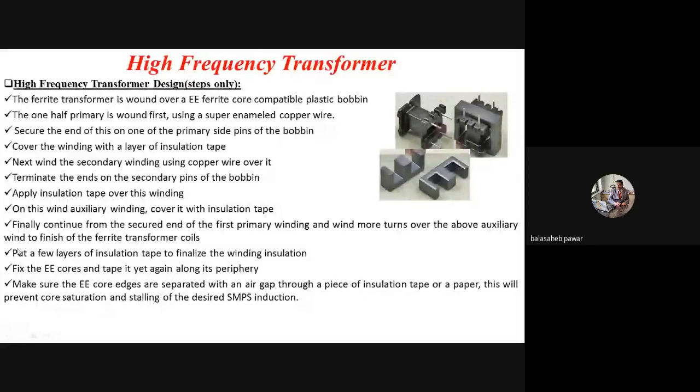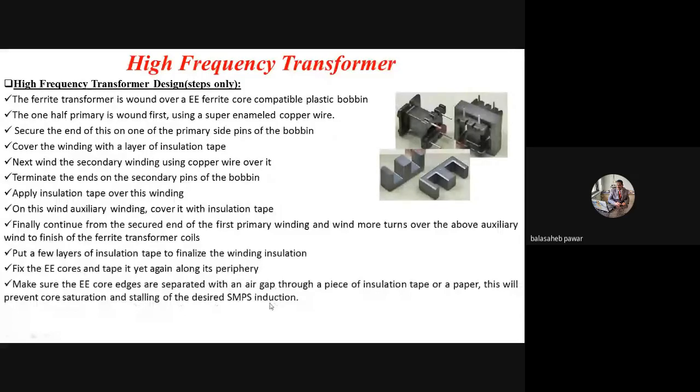Finally, continue from the secured end of the primary winding and wind the remaining turns over the above auxiliary winding to finish the transformer coils. Put a few layers of insulation tape to finalize the winding insulation. Fix that EE shape core and tape it along the periphery. Make sure the EE core edges are separated with an air gap through a piece of insulation tape or paper. This will prevent core saturation and stalling of the desired SMPS induction.